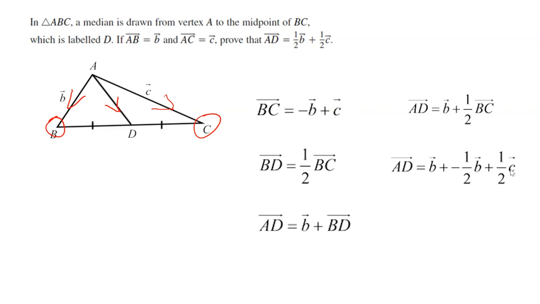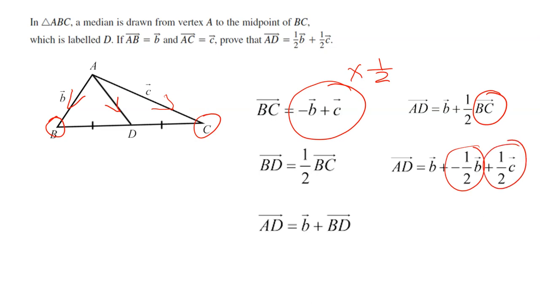Look at the BC line here now. Okay, let's do this. Here's what BC is, right? BC is this thing right here. Put a half and multiply this by a half. So times it by a half. So that would be a half of the minus B and a half of the C.